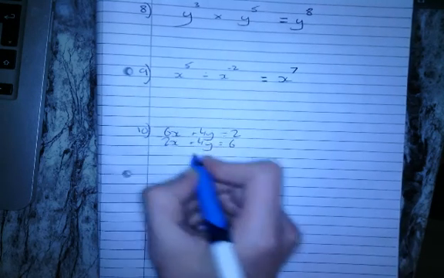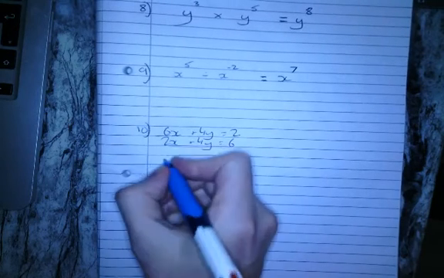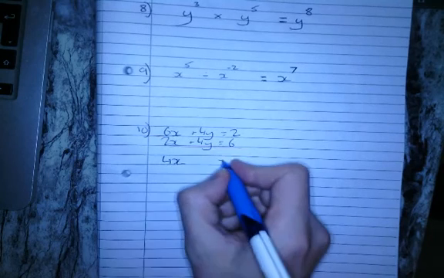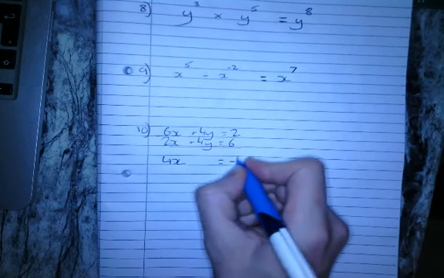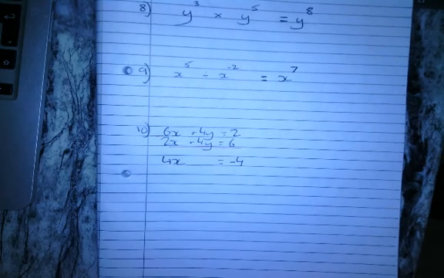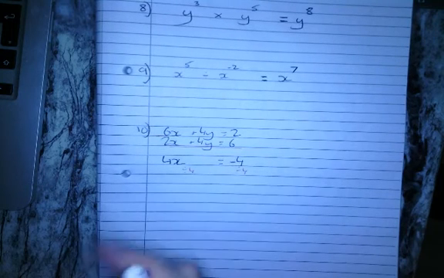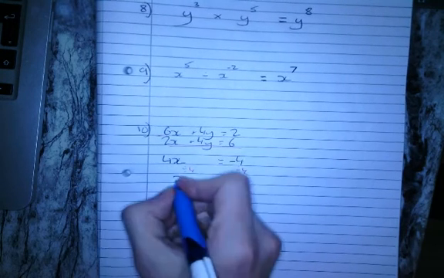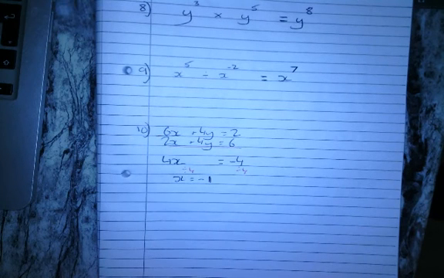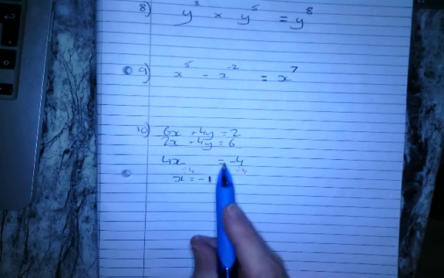So if I take away the equations, 6x take away 2x is 4x. 4y take away 4y is 0. And 2 take away 6 is minus 4. So 4x equals minus 4. Divide that by 4 to find x. This tells me that x equals minus 1. And now that I know that x equals minus 1, I can actually use that to help me find y.